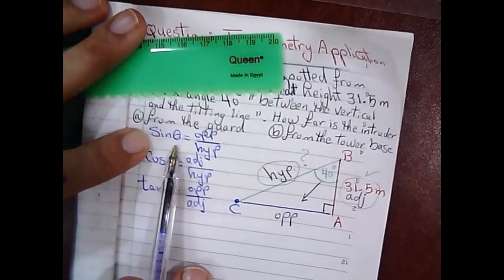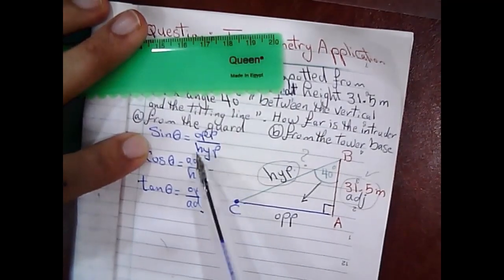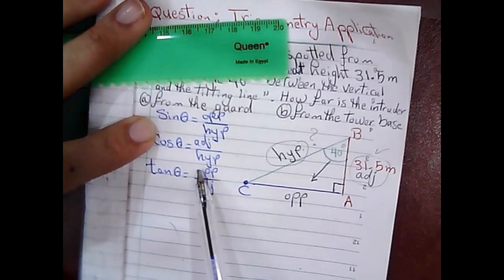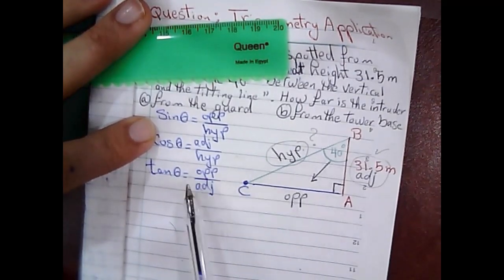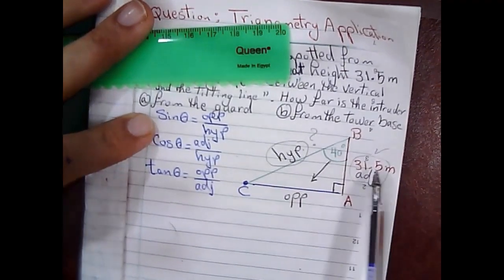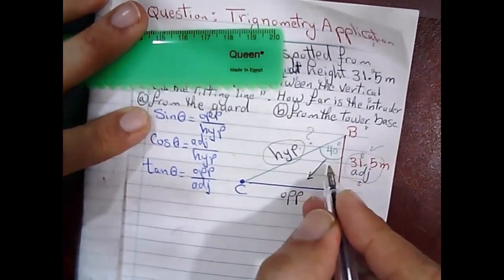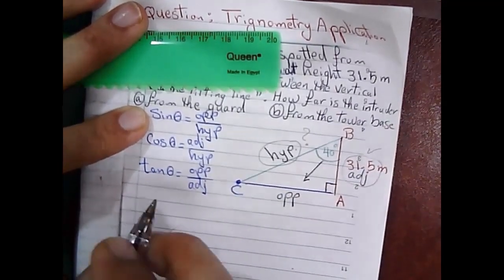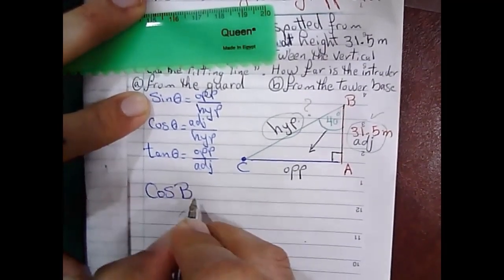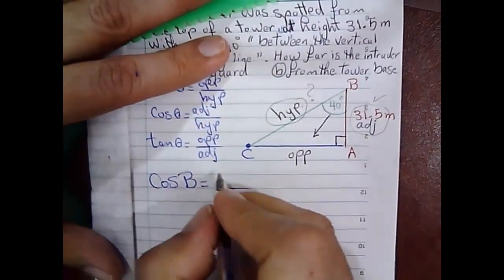Why don't I use the sine rule? Because for now I don't want the opposite, and I don't even have the hypotenuse. I don't use the tan rule, because I don't want the opposite now. Yes, I have the adjacent, but I want the hypotenuse. So the cosine is my rule. Cosine B, instead of theta, equals what? Adjacent over hypotenuse.